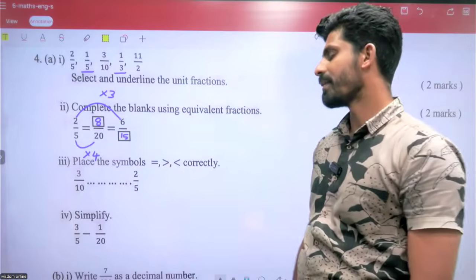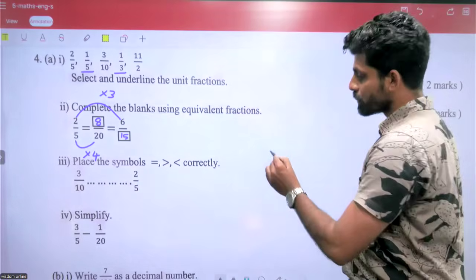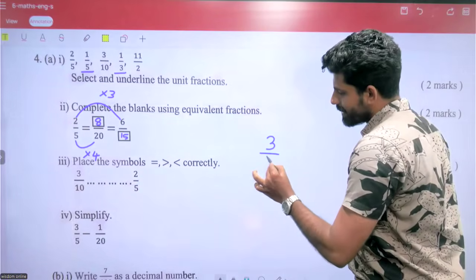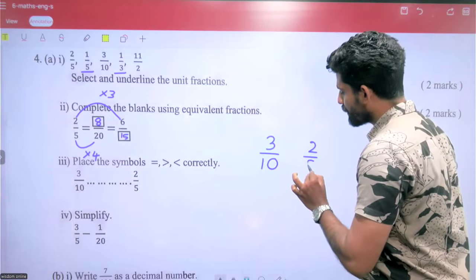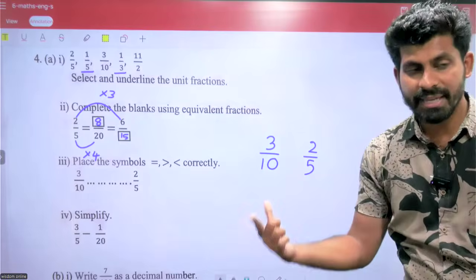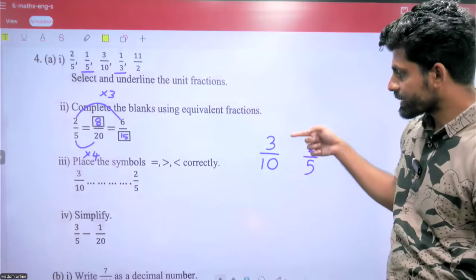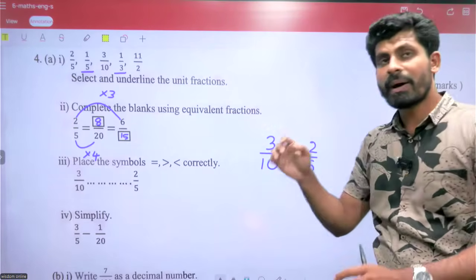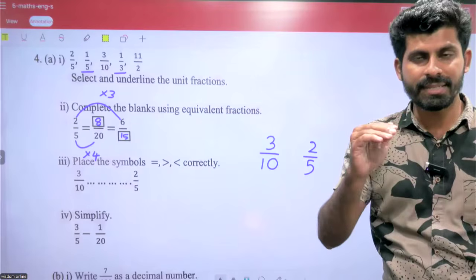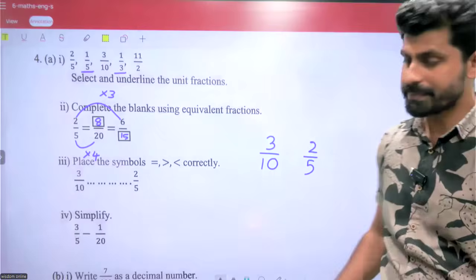Yes. Right. Okay. 3 over 10 and 2 over 5. We need to make equal denominators. How to make equal denominators? The upper part is known as the numerator. The below part is known as the denominator. උඩ තියෙන එකට අපි කියනවා numerator, පල්ලෙහා තියෙන එකට denominator.